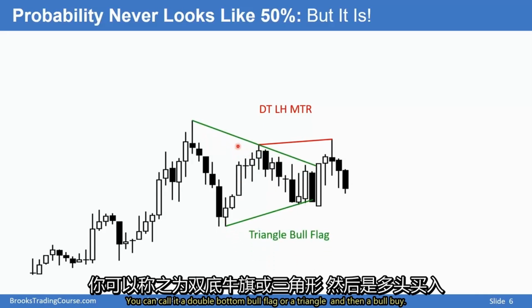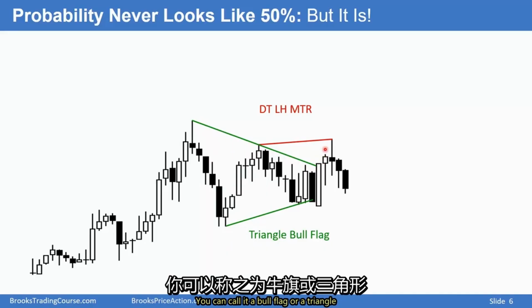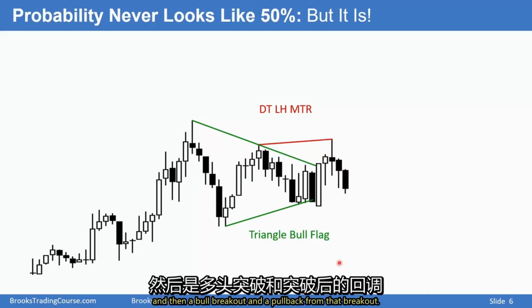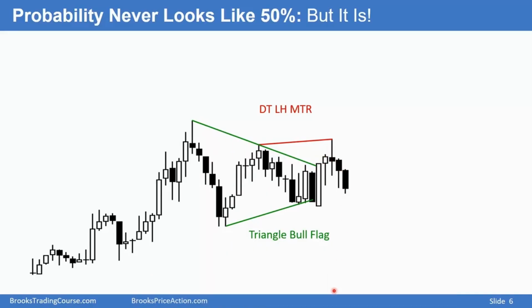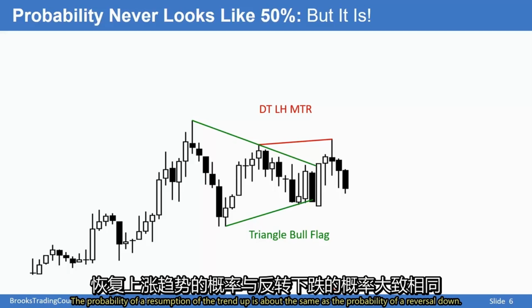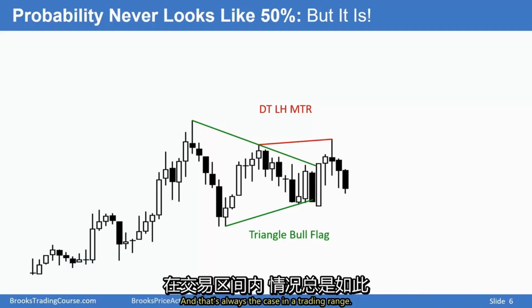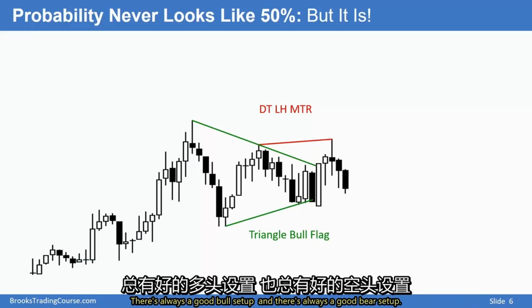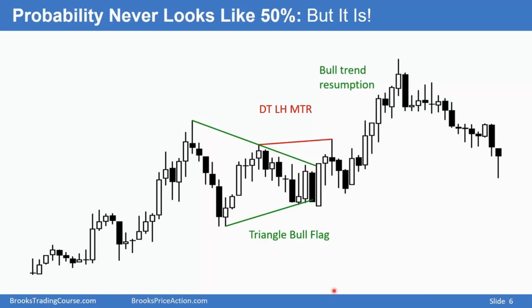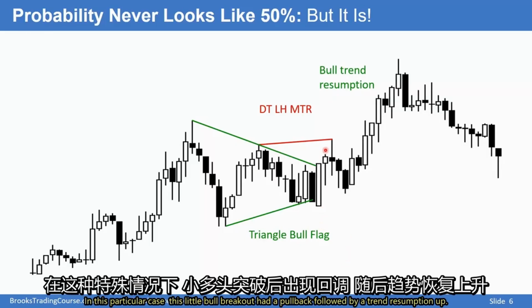You can call it a double bottom bull flag or a triangle, and then a bull breakout and a pullback from that breakout. The probability of a resumption of the trend up is about the same as the probability of a reversal down. And that's always the case in a trading range. There's always a good bull setup and there's always a good bear setup. In this particular case, this little bull breakout had a pullback followed by a trend resumption up.